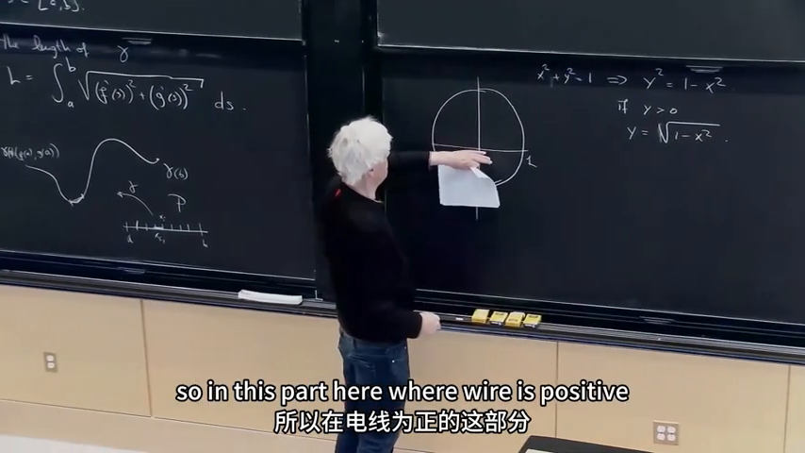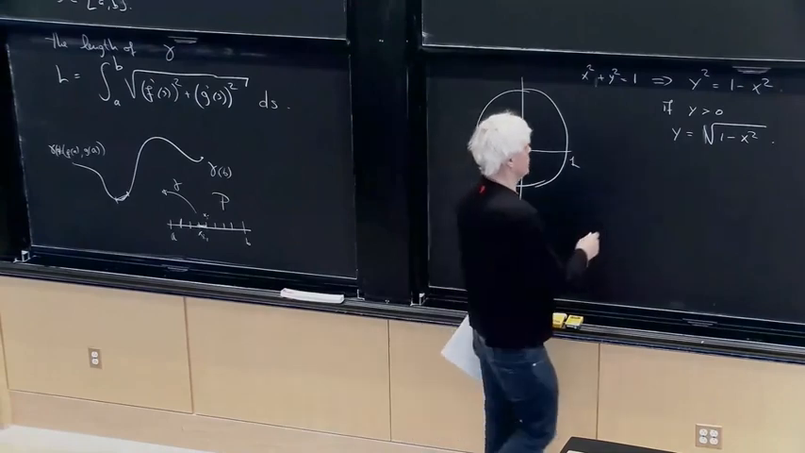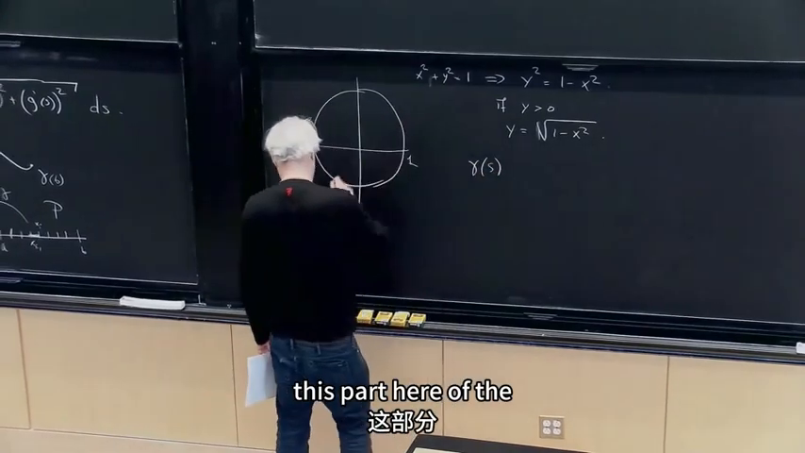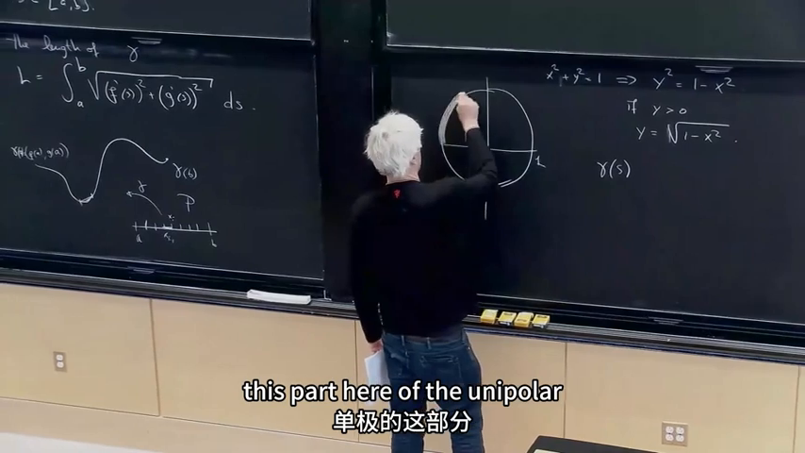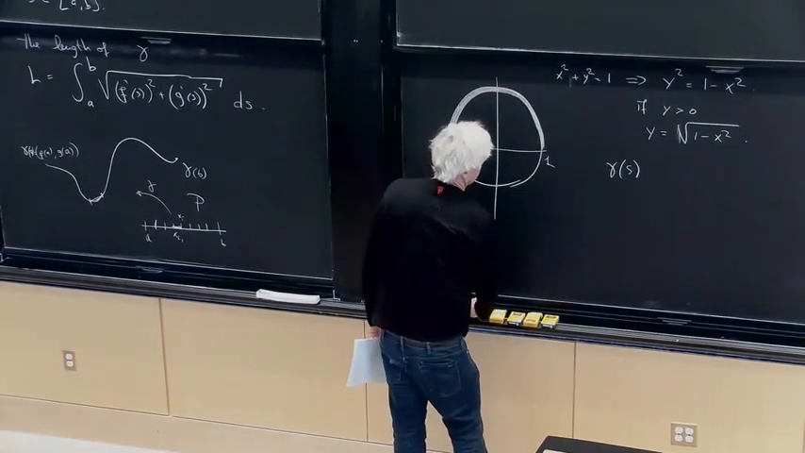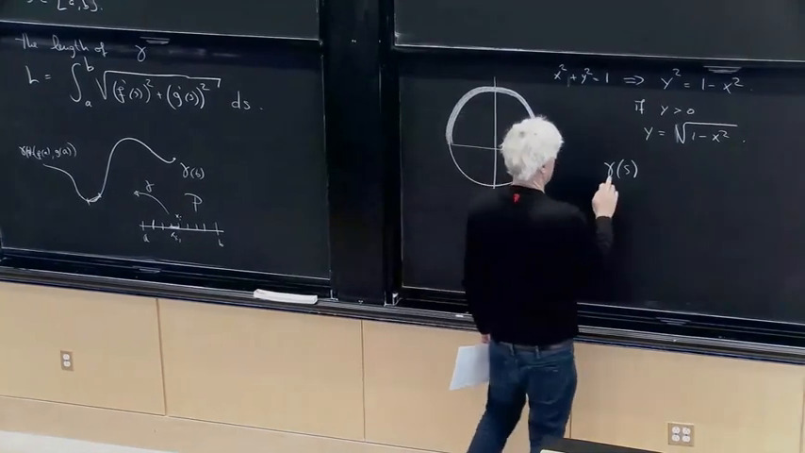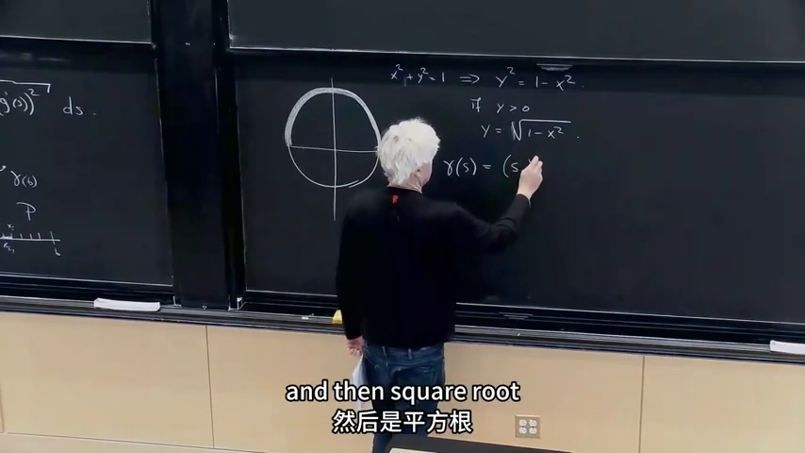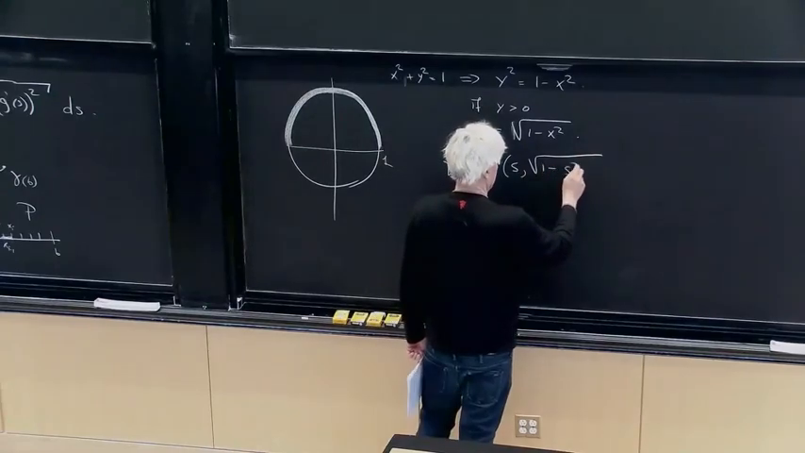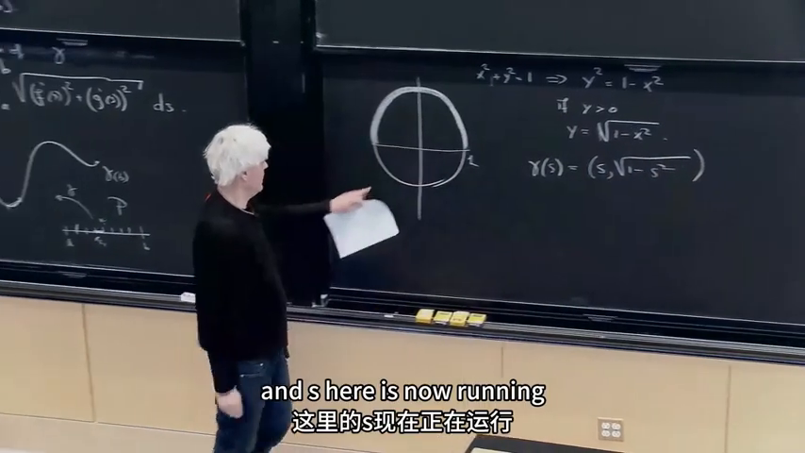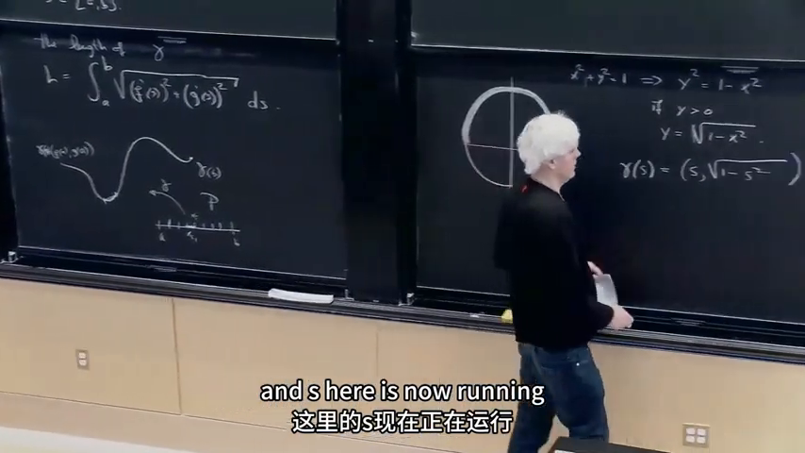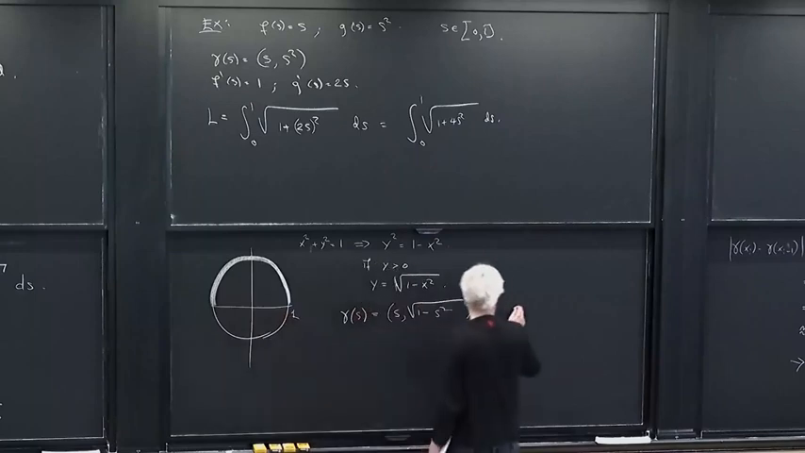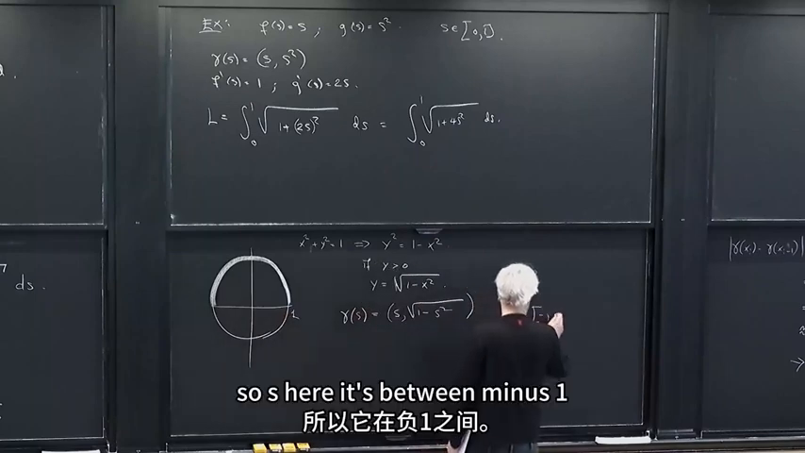So in this part where y is positive, this part of the unit circle is given by the parameterization gamma of s equal to s and then the square root of 1 minus s squared, right? And s is the first coordinate, so it's between -1 and 1.